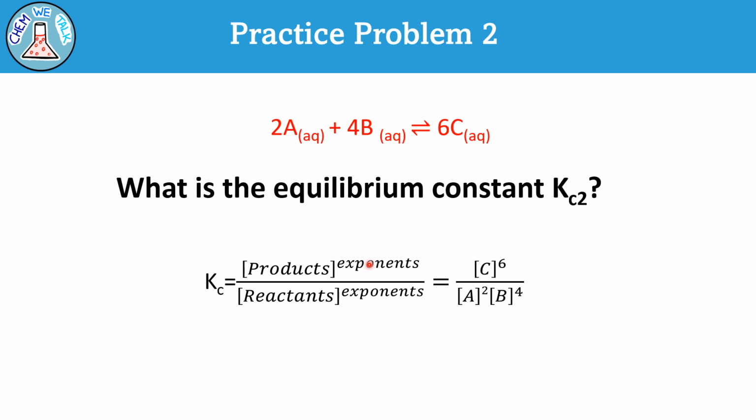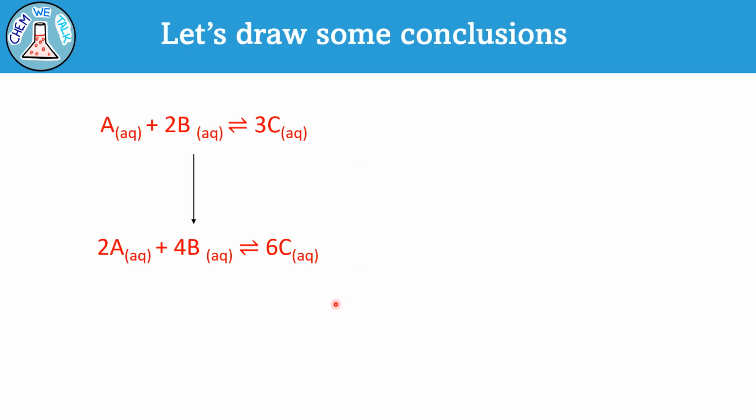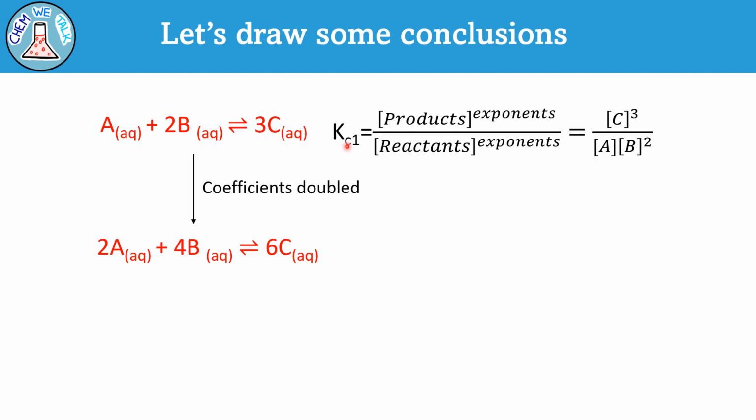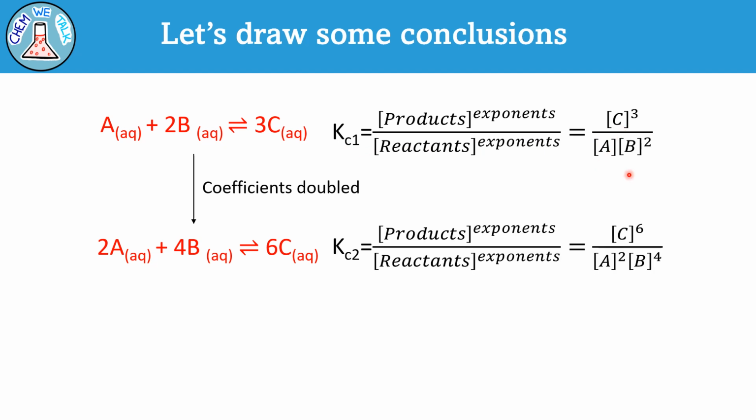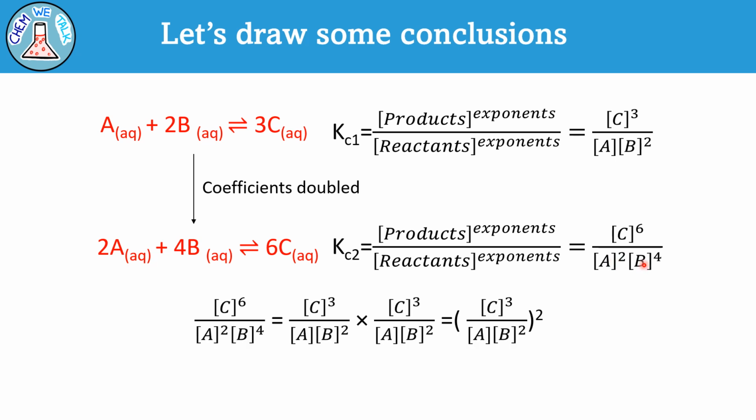Okay, let's draw some conclusions. When we look at the first and second examples, what happens to the coefficients? We can see that from one to the other, the coefficients double. It used to be 1A, now it's 2A; 2B, now it's 4B; 3C, now we have 6C. Let's rewrite the equilibrium constants for them. This one was C cubed over A and B squared. This one is C to the 6 over A squared and B to the 4th. Let's try to draw some conclusions here.